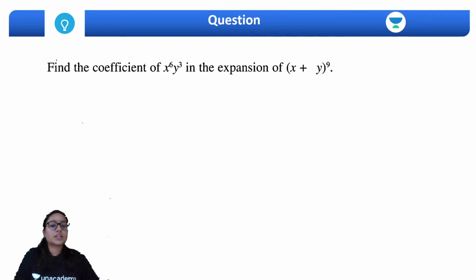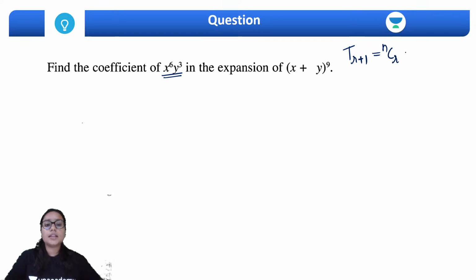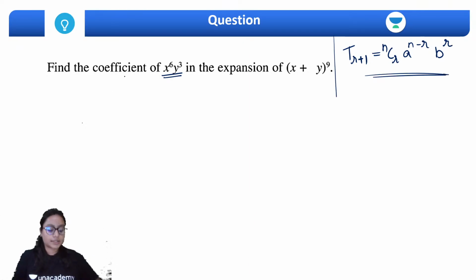You have this question: in the expansion of (x plus y) raised to the power 9, you need to find the coefficient of x raised to the power 6 into y raised to the power 3. For this I am going to write the general formula here. The general term is given by T(r+1) is nCr into a raised to the power n minus r into b raised to the power r. Please make use of this and try to solve it yourself. If you need a hint, please let me know. Okay, please start.